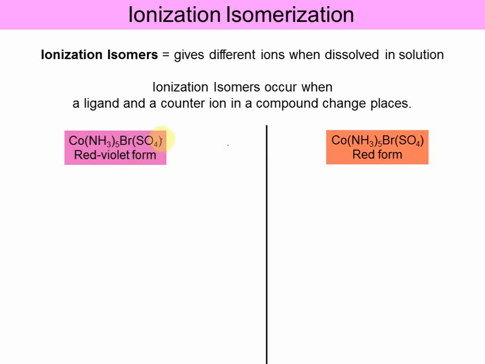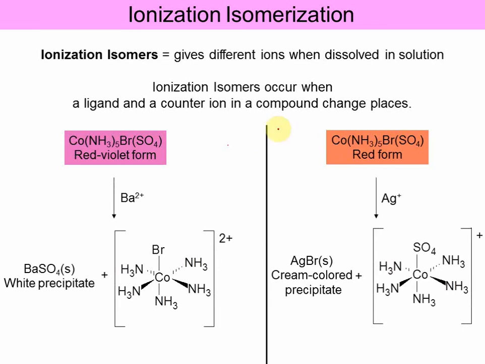Well, in this red-violet form, if I add barium to it, barium sulfate will precipitate. So what that tells me is that the sulfate isn't bound to the cobalt. It's not part of the complex. So if the barium sulfate precipitates and the sulfate's not part of the complex, then the complex has to be the cobalt complex with 5 amines bound to it and 1 bromo ligand. So this compound has a red-violet form.